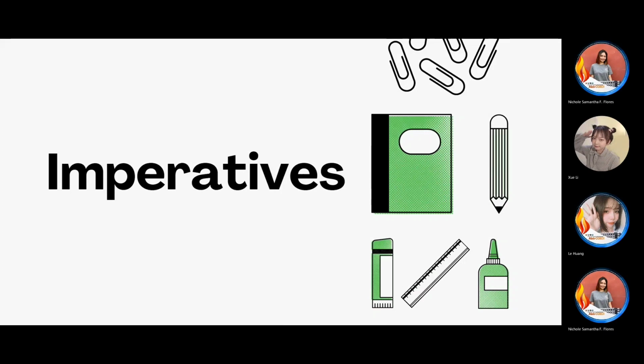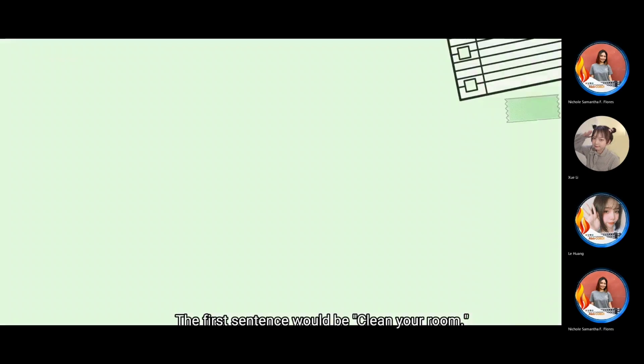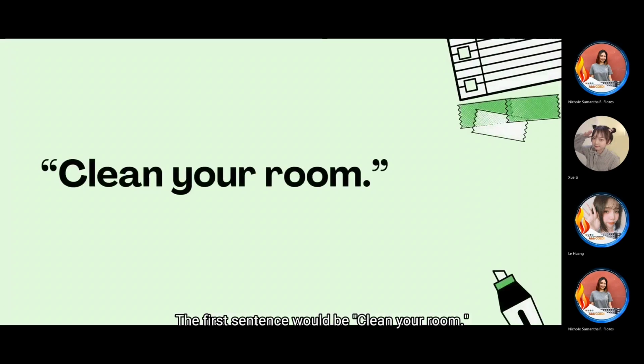As we begin, I will be showing you some examples of imperatives and how we can use them in a sentence. The first sentence would be, clean your room. This sentence consists of an imperative that made it an imperative sentence. The word that made it an imperative sentence is the word clean. Are we clear? Yes, ma'am.